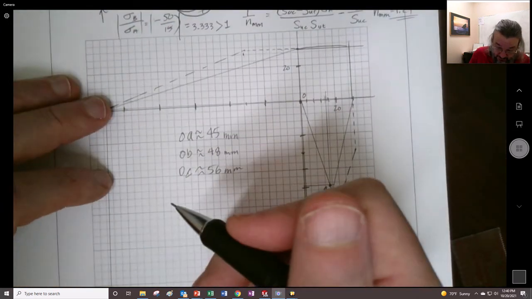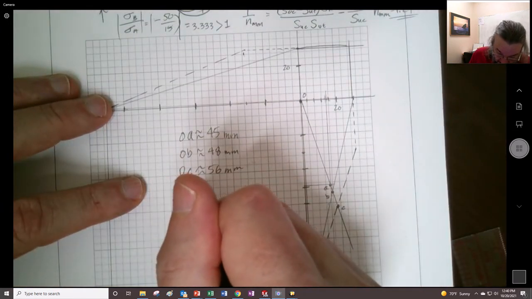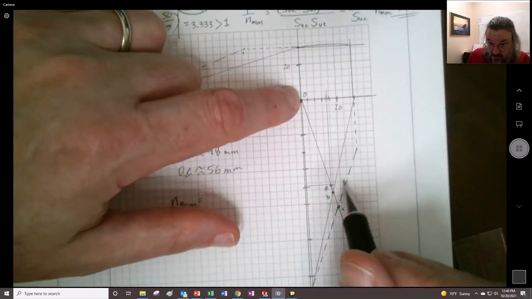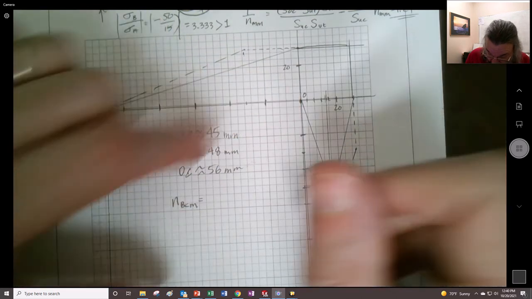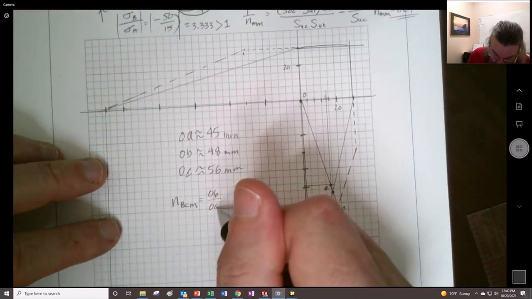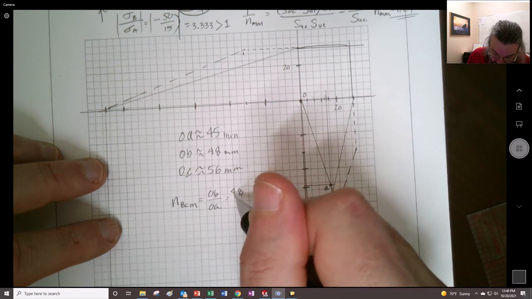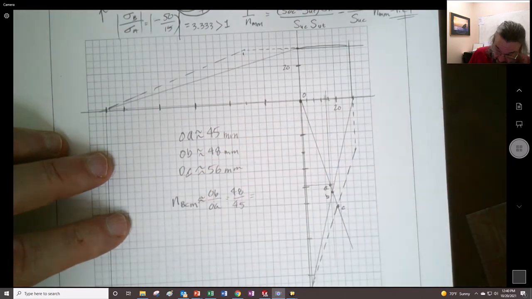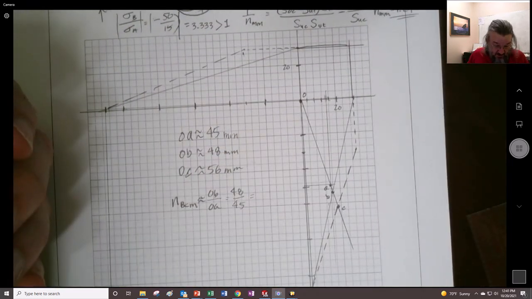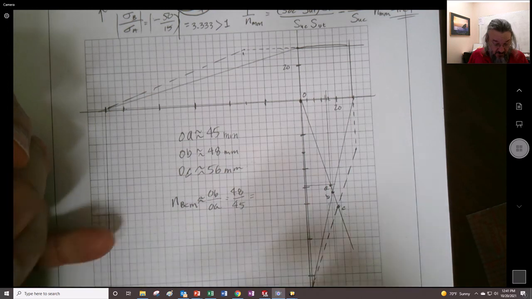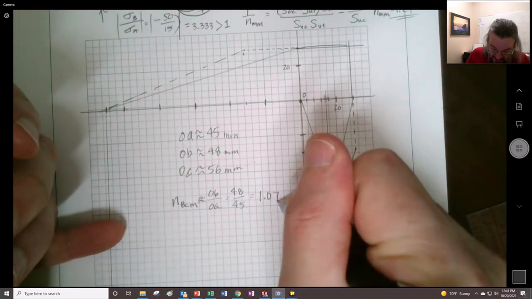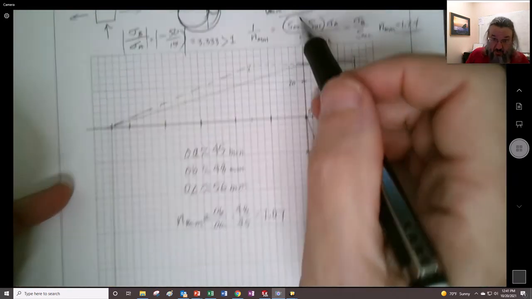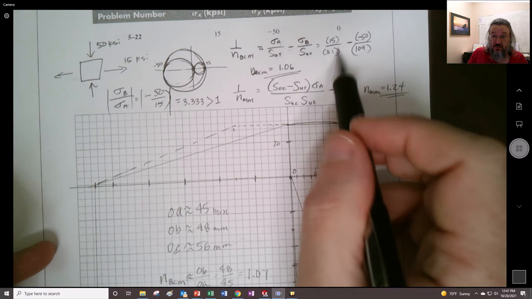So graphically, with my brittle Coulomb-Mohr, that should be OB, because this is the brittle Coulomb-Mohr line right here, over OA, or 48 over 45, and it should be approximately, right? Yeah, 48 and 45, and I get 1.066666, which is what I have up above right there, right? I'm just doing that right there.